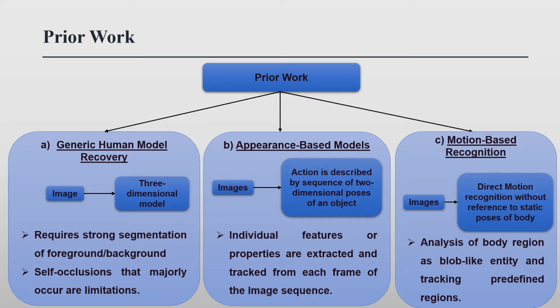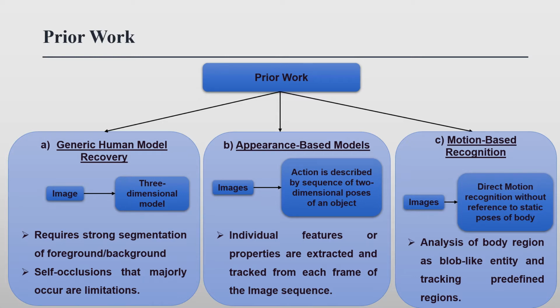Coming to the prior work of this paper, it can be divided into three categories. One is generic human model recovery, the second is appearance-based models, and the third is motion-based recognition. In generic human model recovery, the three-dimensional model of an object is reconstructed from the given image. This requires strong segmentation of foreground and background. But due to self-occlusions that frequently occur in recorded images, it may lead to a major limitation in three-dimensional reconstruction of an object and then in further recovery or recognition of human movement.